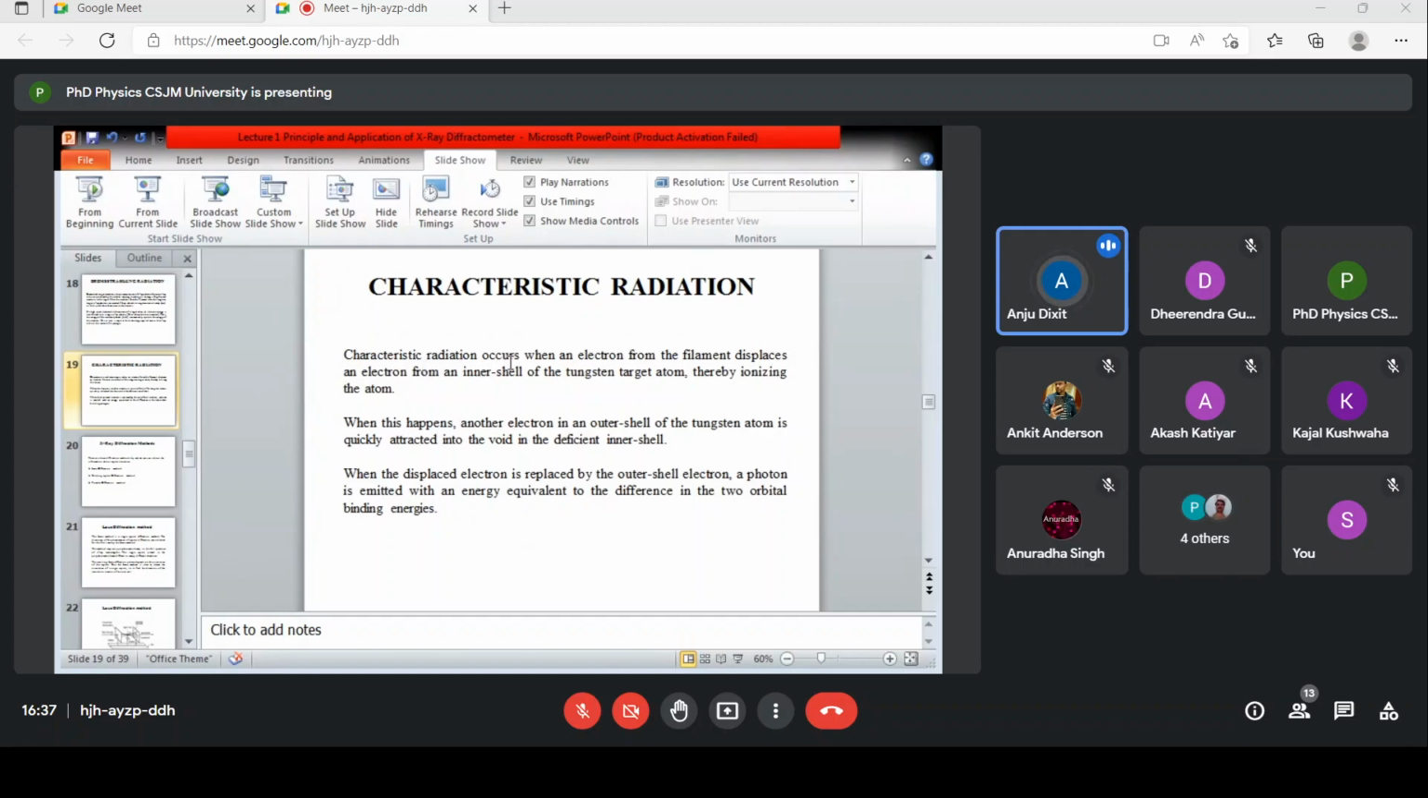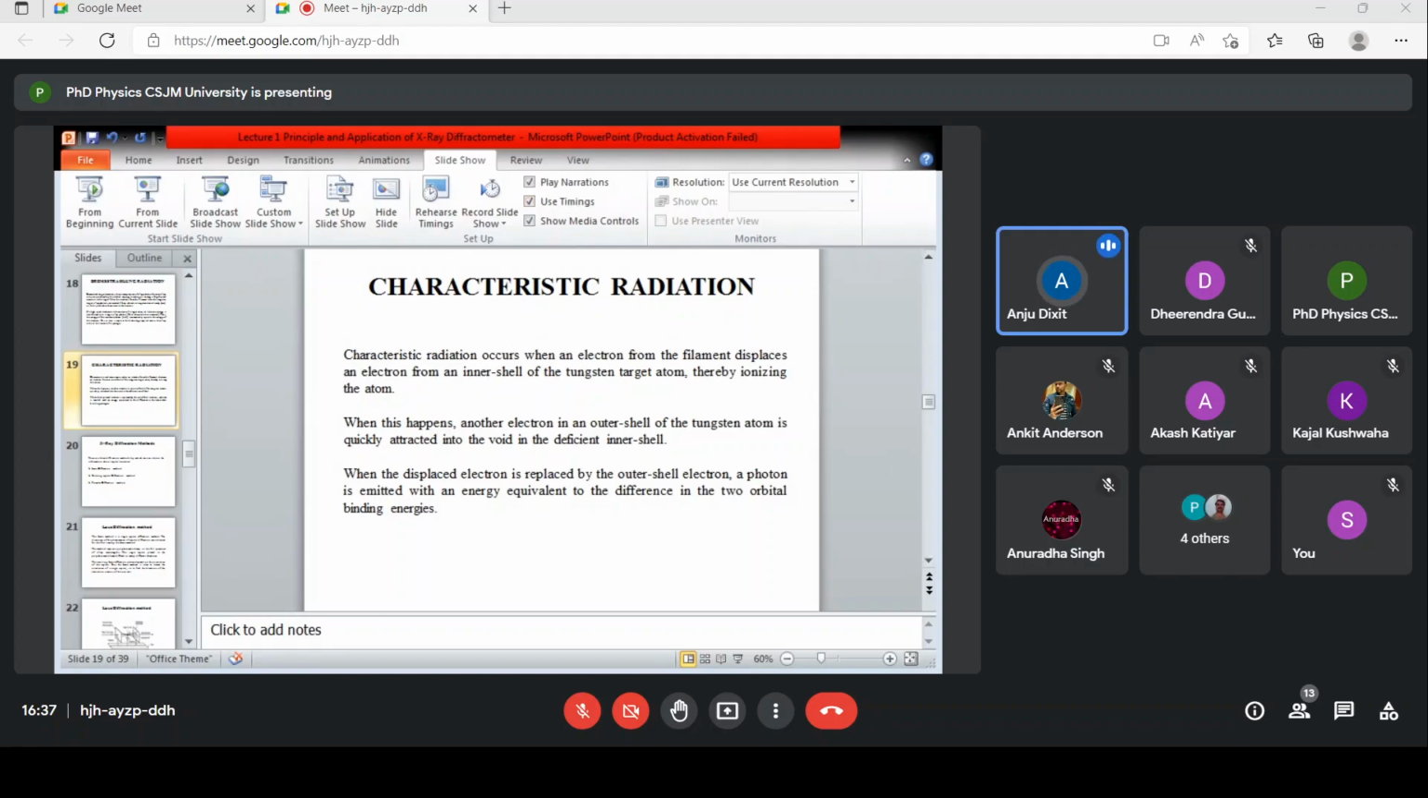So characteristic radiation occurs when an electron from the filament displaces an electron from the inner shell of the tungsten target atom, thereby ionizing the atom. तो कैथोड ट्यूब में जो इलेक्ट्रॉन्स जनरेट हो रहे हैं, अगर ये सिर्फ आपके टंगस्टन एटम के इनर शेल इलेक्ट्रॉन के साथ इंटरेक्ट करते हैं, इट मींस उनको आयनाइज कर रहे हैं, तब कैरेक्टरिस्टिक रेडिएशन प्रोड्यूस हो रहे हैं.